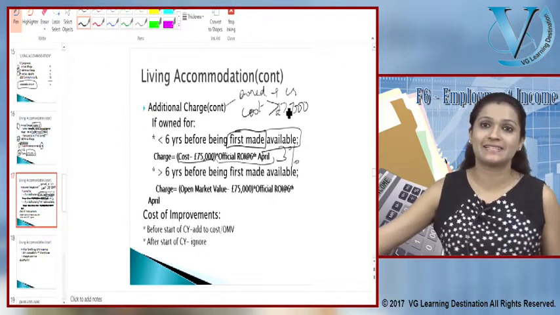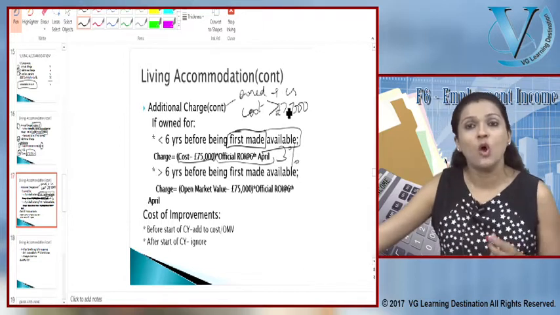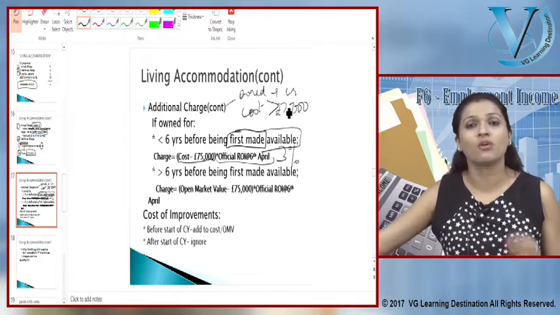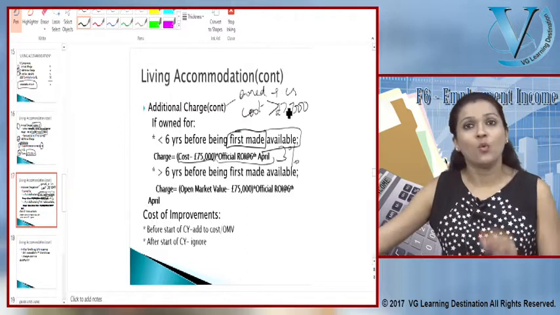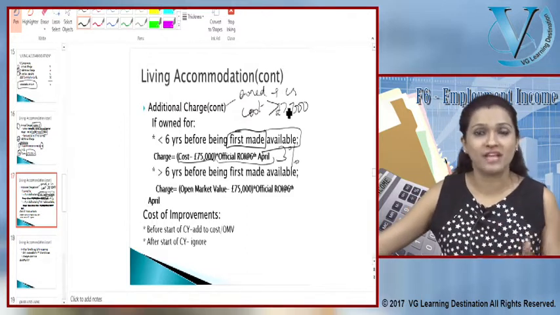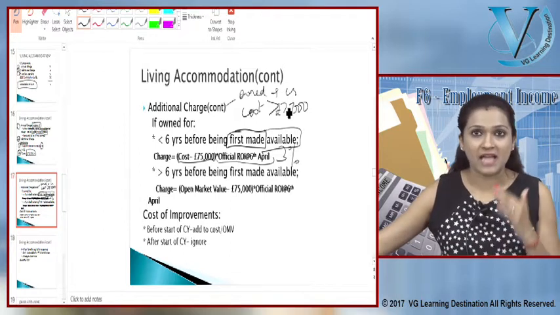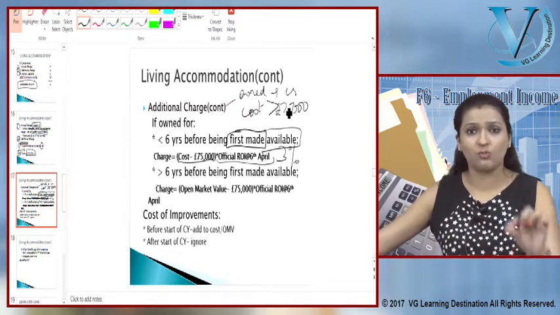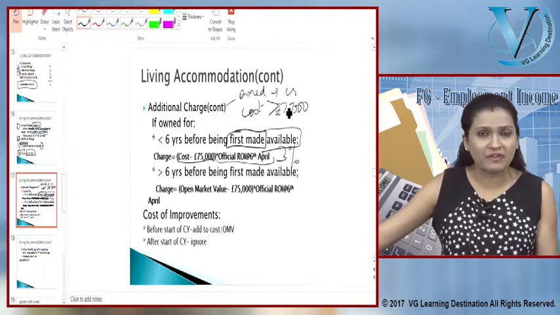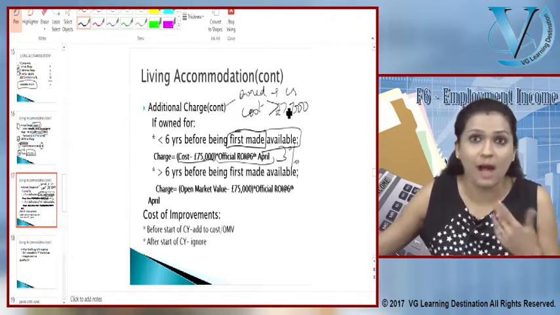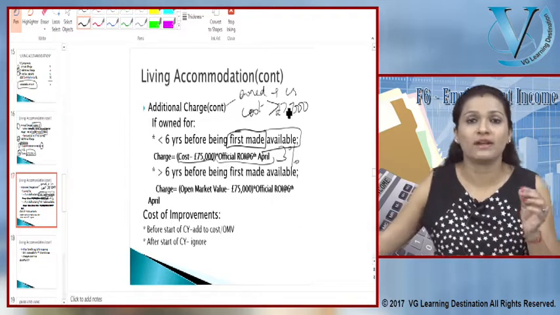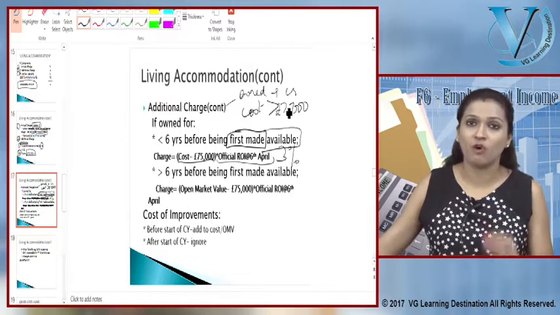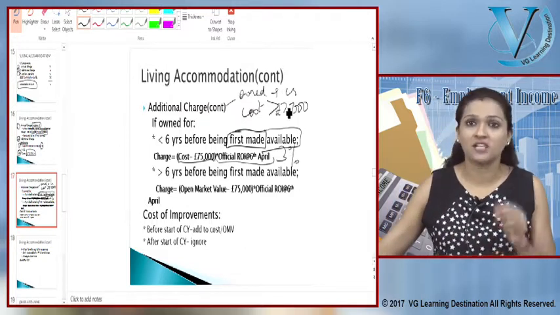If it has been more than 6 years since this property was first made available, what are you going to use? You're going to replace this historic cost with the more relevant, more recent open market value, which again will be provided to you in the question. You just have to make sure which figure needs to be picked up. The examiner is going to give you all of these figures together: the cost at which you bought it, the open market value, and one or two more figures they might want to put in, the up-to-date value. So basically, do not get confused. Know the correct figure which you need to pick up from the question and just put it in the formula and calculate the additional charge accordingly.